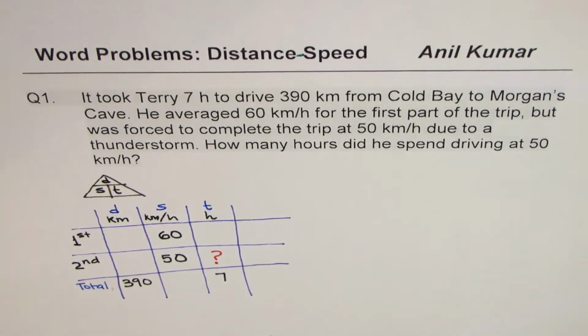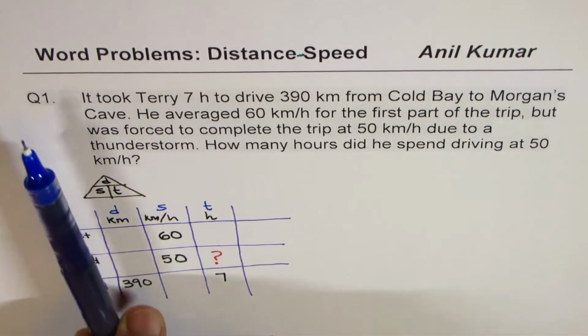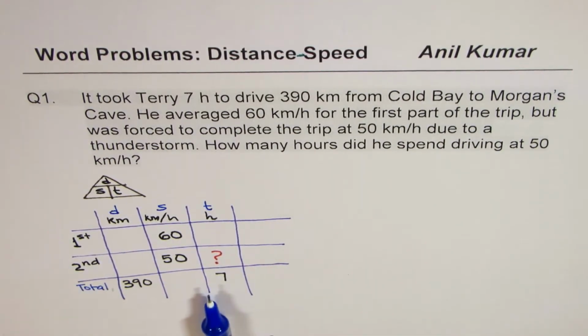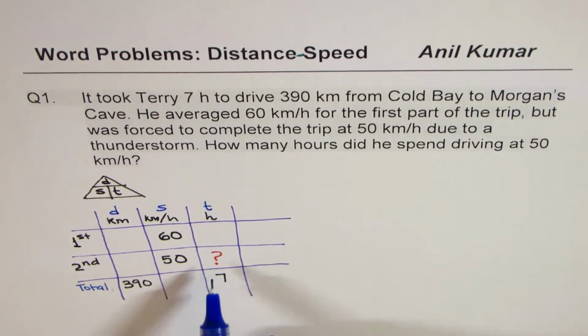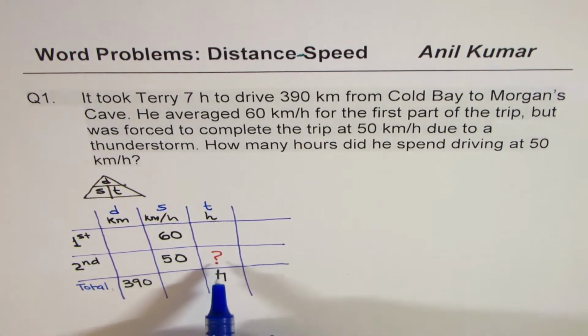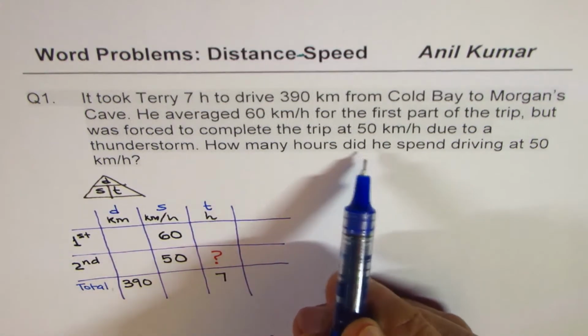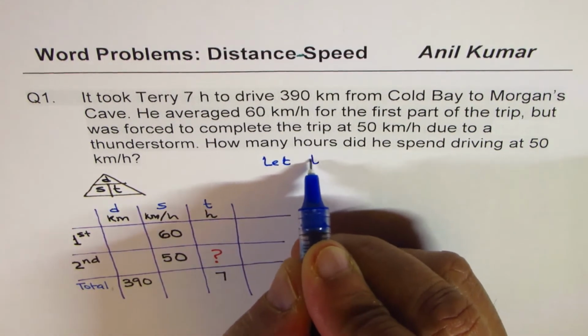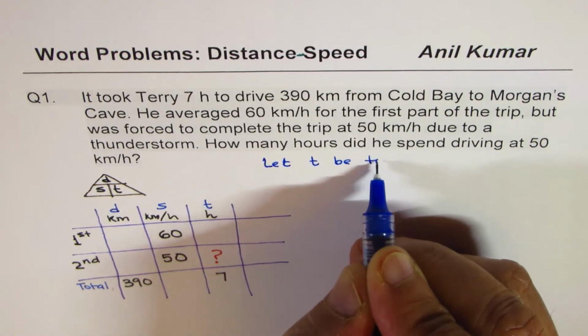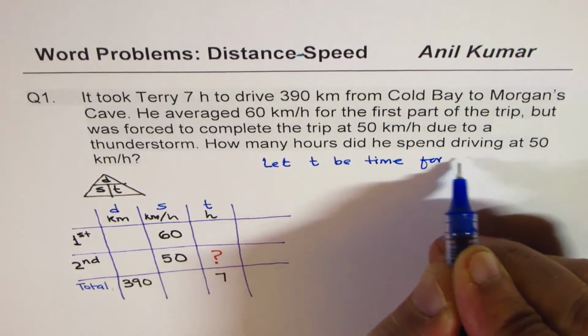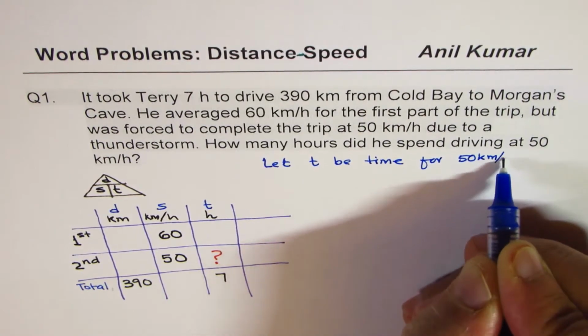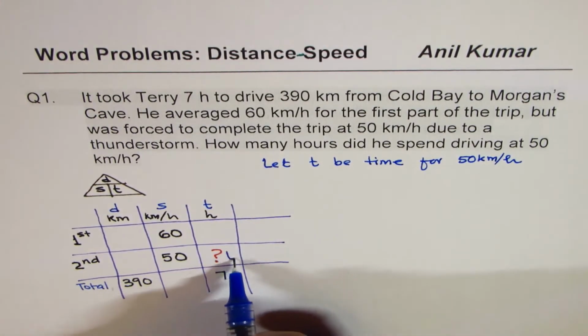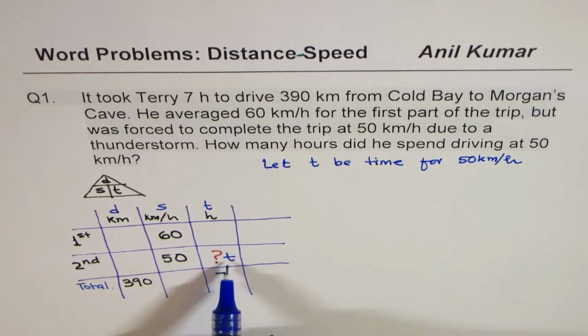I hope the table is absolutely clear. All the information has been placed. All tables for all 8 questions will be like this. As we move along, it'll be very easy for you. Now look here. Since we want to find this, we start with a let statement. How many hours did he spend driving at 50 kilometers per hour? So we'll say let t be the time for 50 kilometers per hour speed. This is the variable which we have defined.